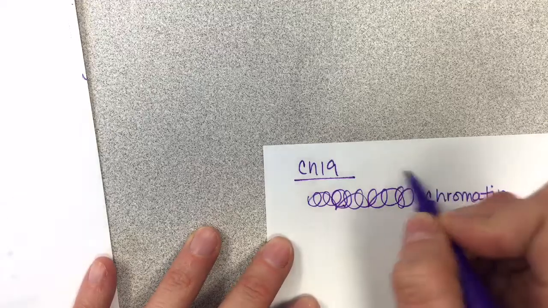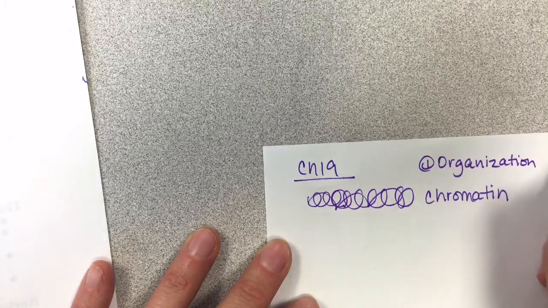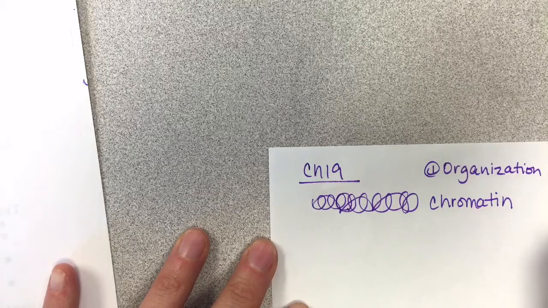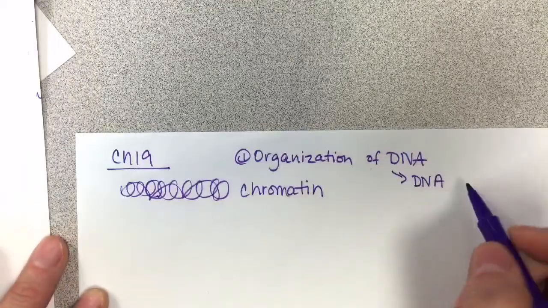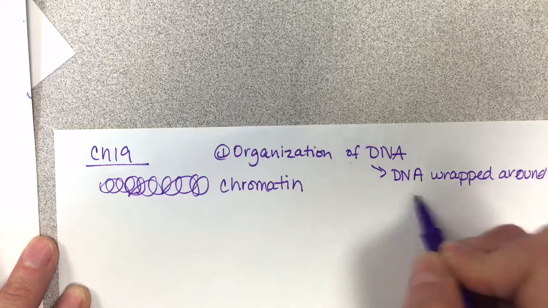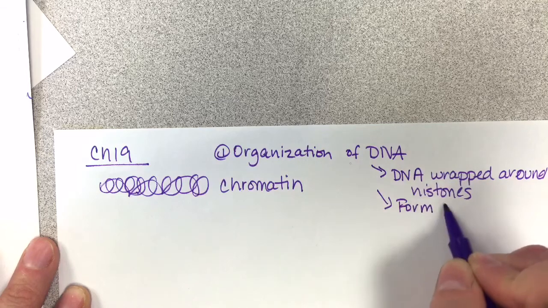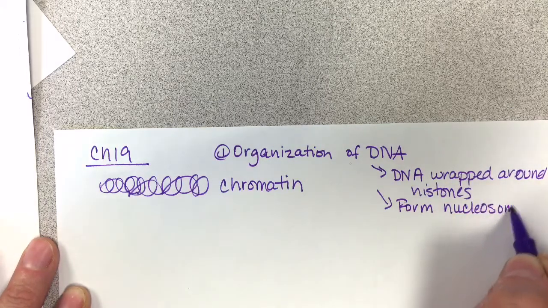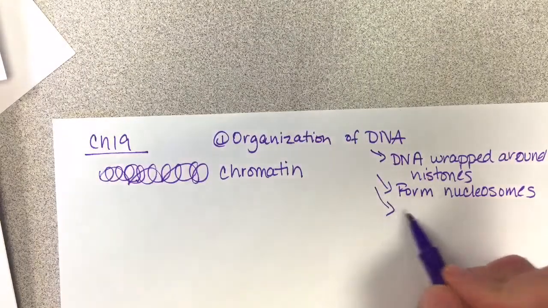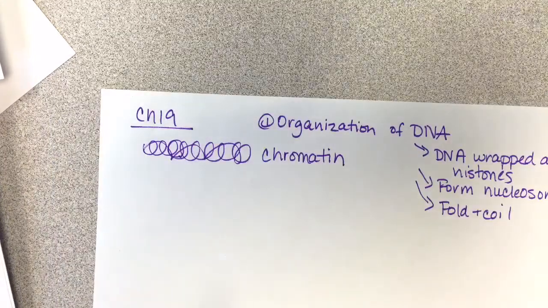So first thing is organization of DNA. So remember, DNA is wrapped around histone proteins. They form nucleosomes. Remember, that's this here, the nucleosomes. Then they fold and coil, etc., etc. So review that in the DNA organization.